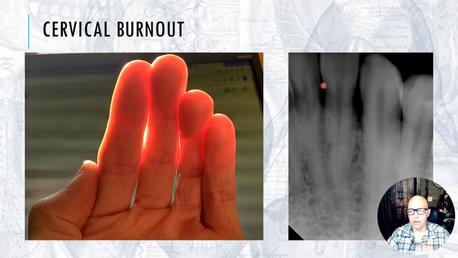All these things add to the fact that you just get more radiation coming through right there, and in some cases it does simulate caries. And so be aware of that. The more and more of these that you look at, the more you'll be able to recognize that this is cervical burnout and not a carious lesion.